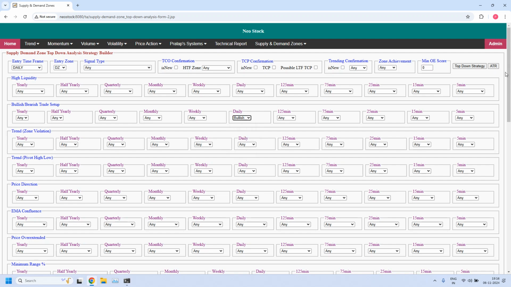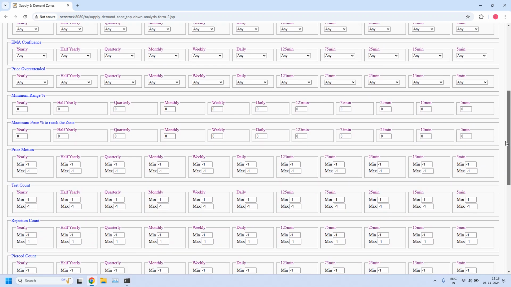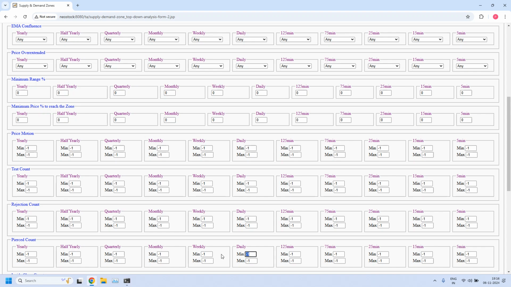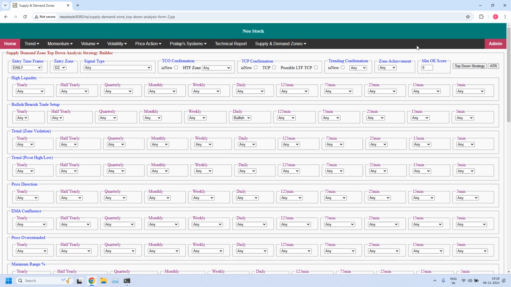I am selecting bullish. The daily demand zone should not be pierced. So in the pierced count, daily time frame, minimum value 0, maximum value 0. That means the zone is not pierced.